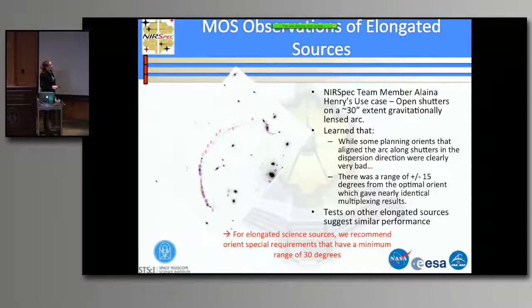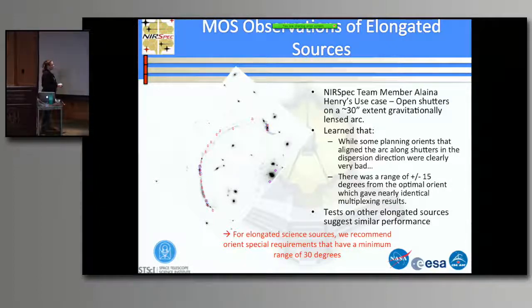NIRSpec team member Elena Henry did an observing scenario on a 30 arc second extent gravitationally lensed arc. She ran a couple of plans and opened shutters on knots within this arc. And she learned that some planning orients aligned the arc along the dispersion direction. And that was very bad because you had to open shutters basically one by one practically in order to cover the full arc along the dispersion direction. So that is a situation where you don't want things aligned that way.